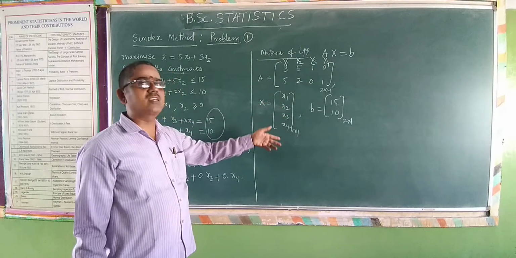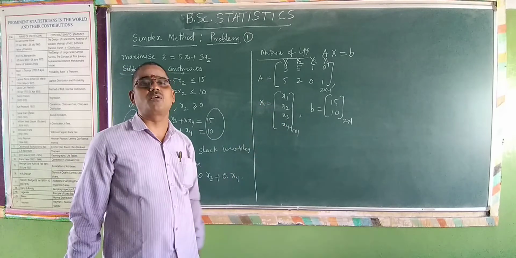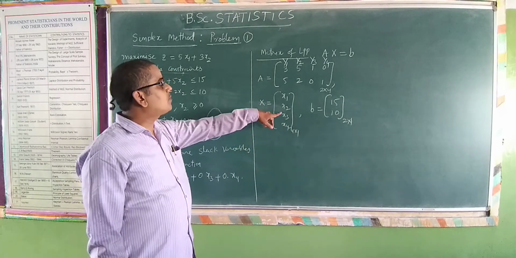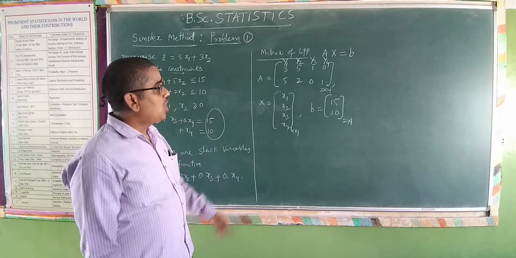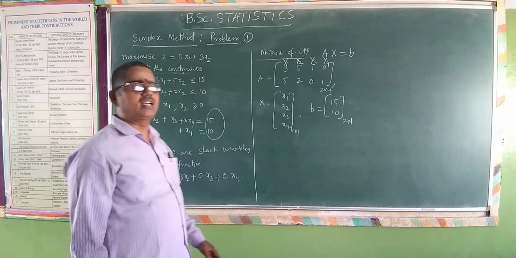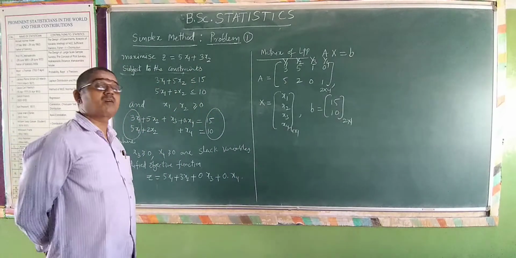X is all the variables, including slack and surplus variables, all the variables in the problem now. Originally the problem variables are x1, x2, and the remaining are all slack variables, and the right hand side constants are 15 and 10 as usual, no change. Clear? So this is the matrix form.